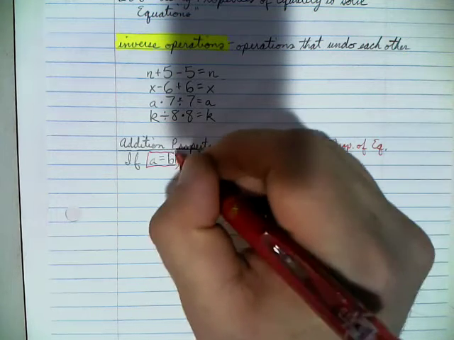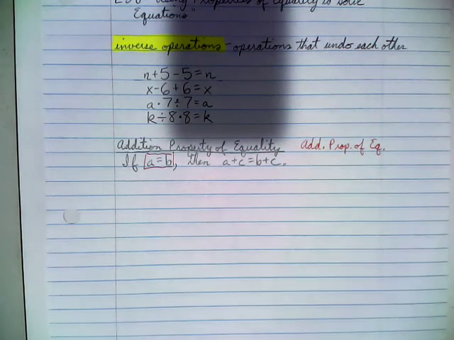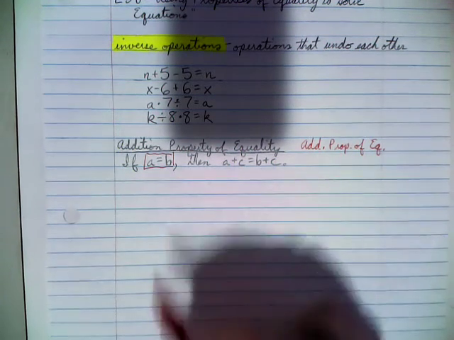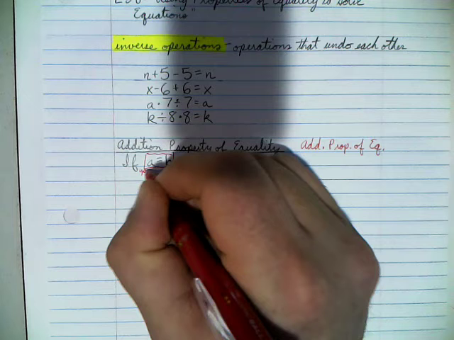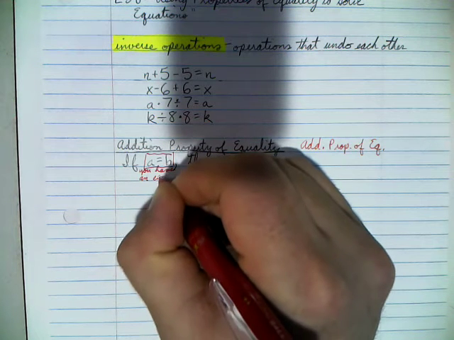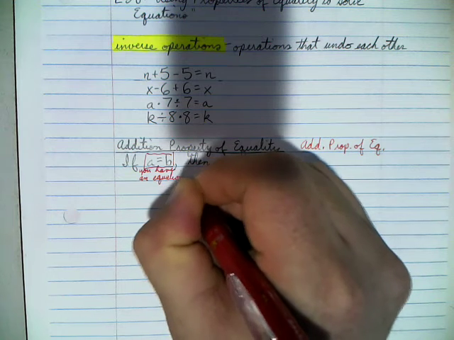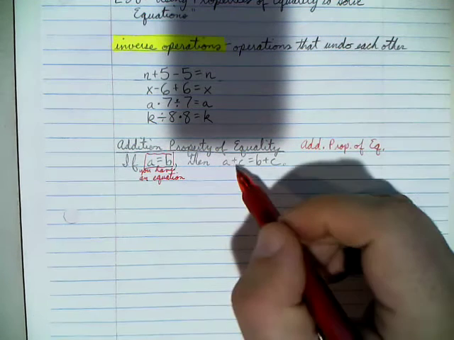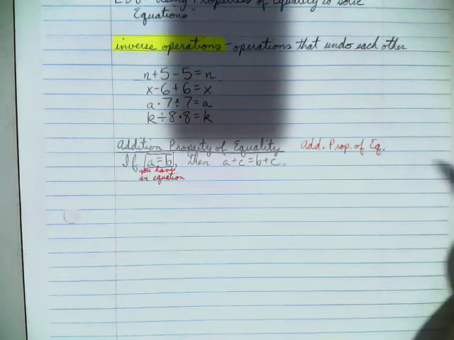When you see this in a property, whether it's this property or a future property, what this is really saying is if you have an equation, then what? What do I get to do with my equation? If we come over here, we see A plus C equals B plus C.